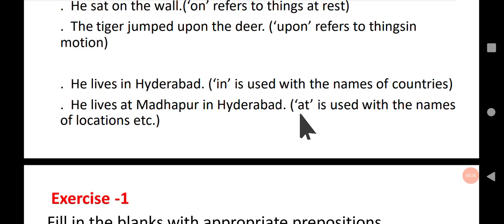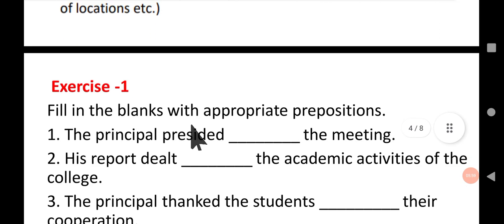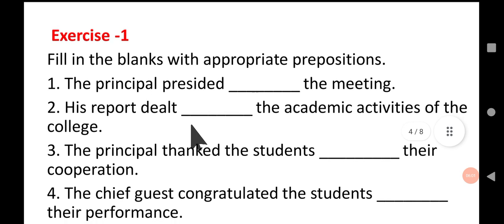How do you use in and how do you use at? In is used with the names of countries or names of places which are huge, whereas at is used with the names of locations. Madhapur is a location, not a kind of place or state where there are other locations. So with small locations or small places we use at, and with large or expanded places we use in.